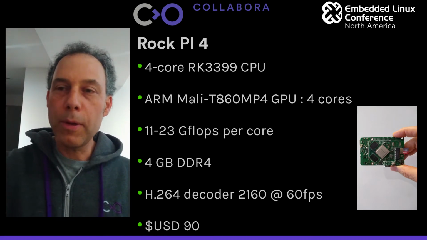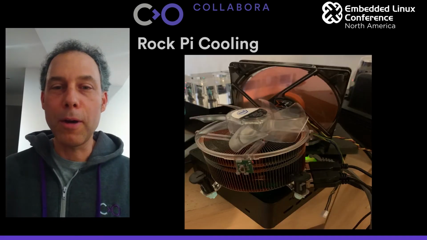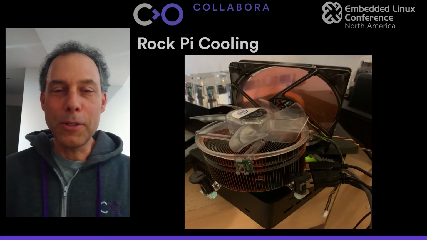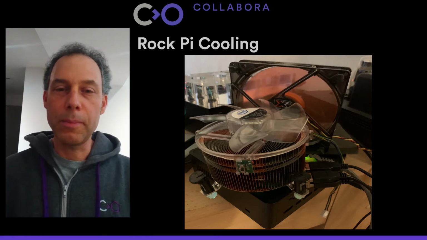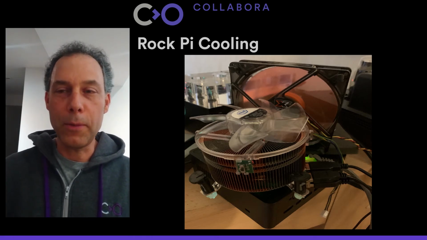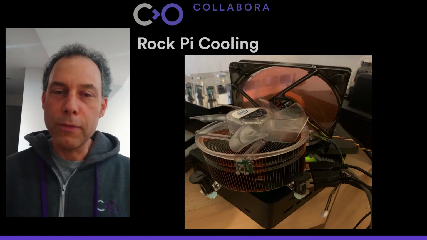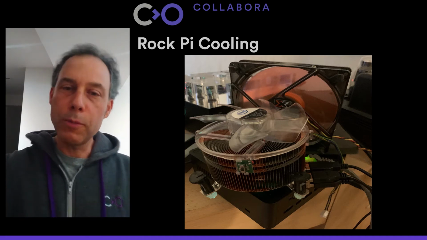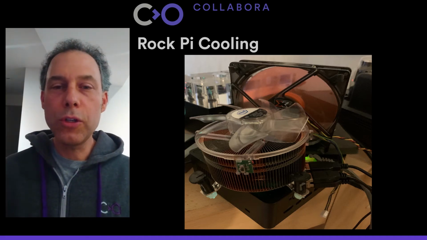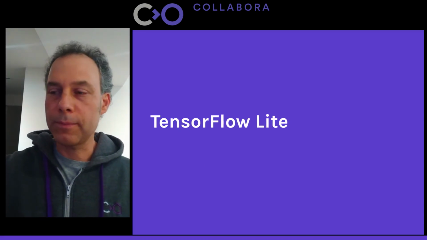The one thing about the RockPi is it does run a little hot, and so here's a picture of Marcus's cooling solution, which is a little extreme. You can alternately just put a big heatsink on the chip, and it works fine that way as well. So we have the hardware, and we have the driver that talks to the hardware, an open solution for that. And now we have to move up the stack to the library that manages the actual neural network itself.